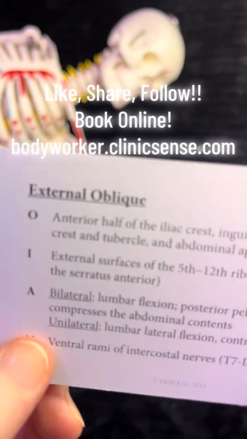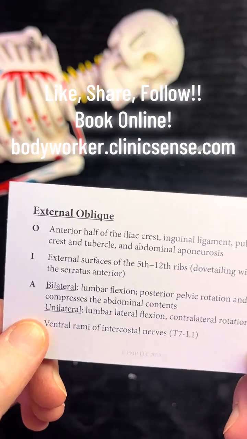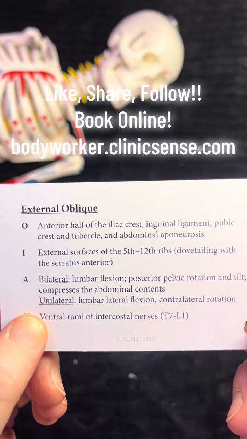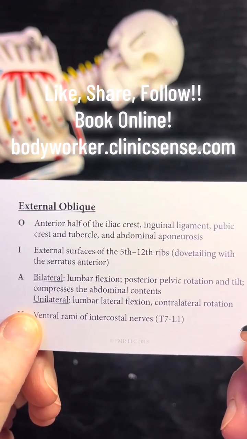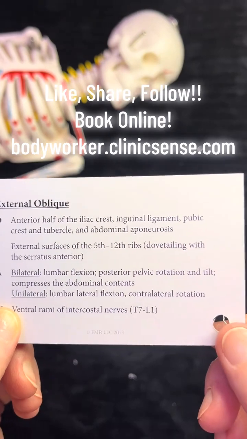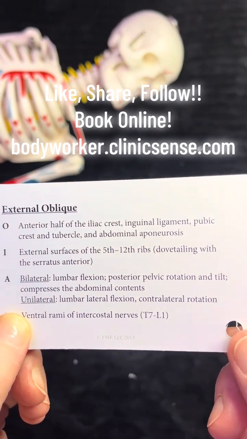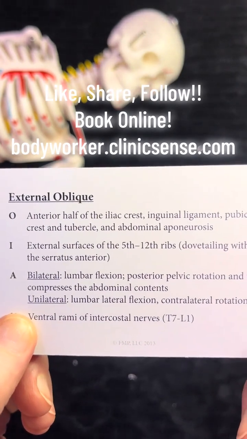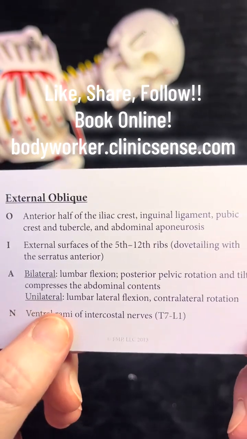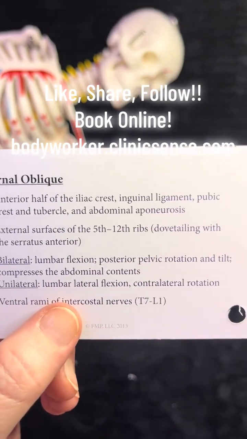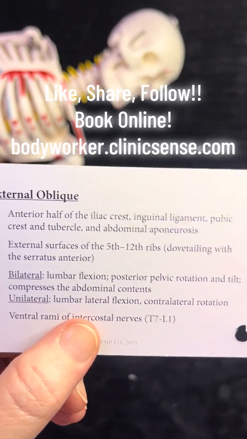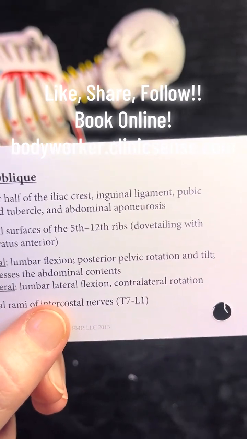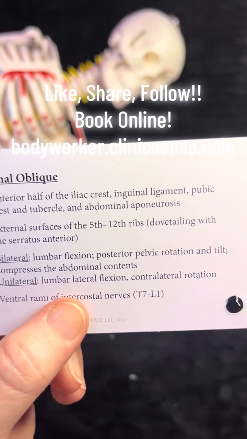So let's see what all of it says. And the action is bilaterally, so that means on both sides. Lumbar flexion, posterior pelvic rotation and tilt, compresses the abdominal contents. And then on one side, so it'll isolate on one side, lumbar lateral flexion, so like leaning over to the side, and contralateral rotation, so like isolating the joint.